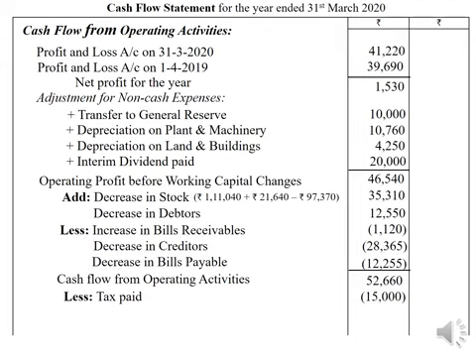From this, deduct tax paid. Tax paid is given in the problem. Therefore, 15,000 has to be deducted to get 37,660 as net cash flow from operating activities.